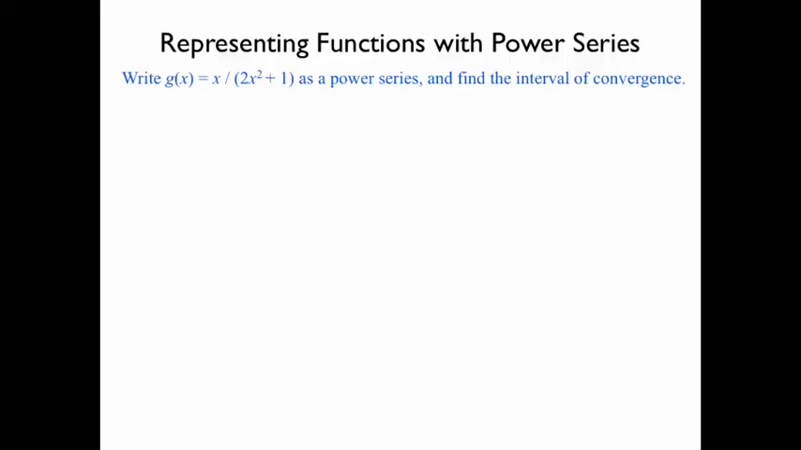Okay, so here's a more complicated one. x over 2x squared plus 1. Can we write that as a power series and find the interval of convergence? So again, in order to make any progress, we've got to make that look like a over 1 minus r.